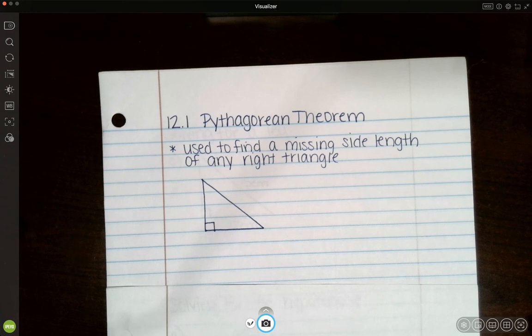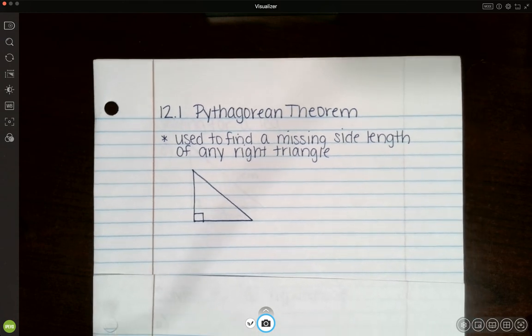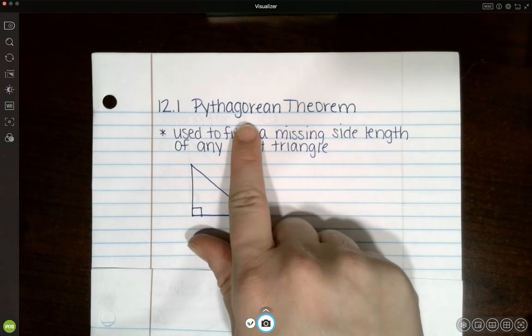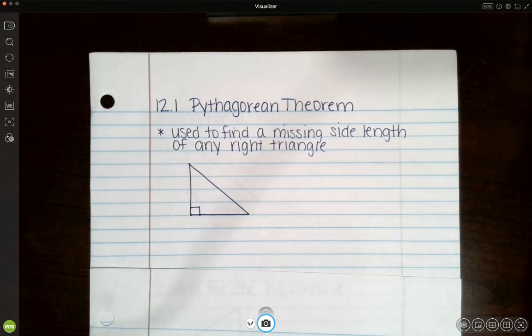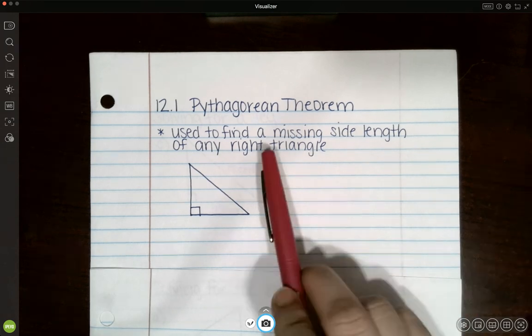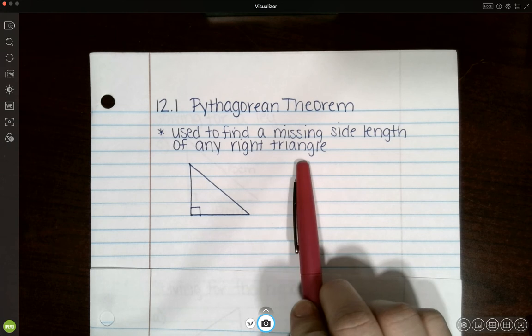So in this video, we're going to be talking about the Pythagorean Theorem. Now, it's one of those topics that when you say it out loud, you're like, whoa, that's a really big word. But once you know what it is, you realize how easy it is to work with. So the Pythagorean Theorem allows us to find a missing side length to any right triangle.